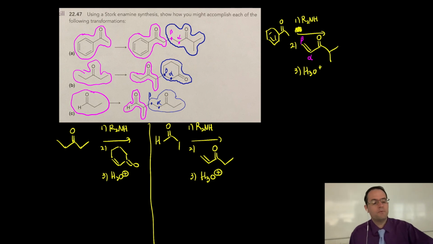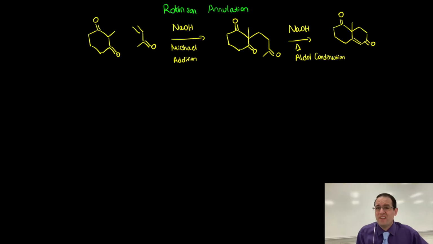Now let me talk about the Robinson annulation. So here's the slide showing the Robinson annulation. You want to take your traditional Michael donor and traditional Michael acceptor, treat them with sodium hydroxide, and you get the Michael addition happening. And then what you want to do is add a little bit more sodium hydroxide, crank up the heat, okay? And then spontaneously, there's an aldol condensation, right, which expels water, that is occurring in this reaction. So from two very simple starting materials, you very rapidly build up a very complicated molecule.